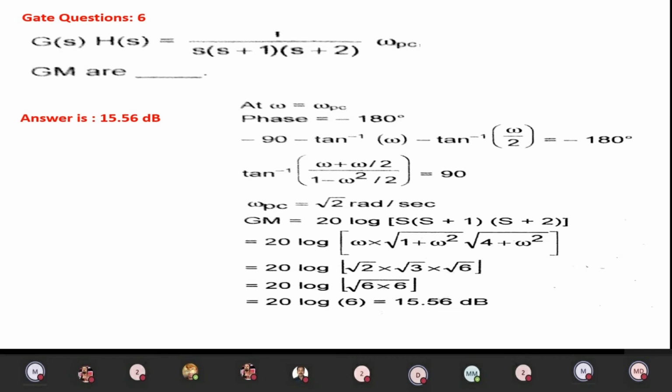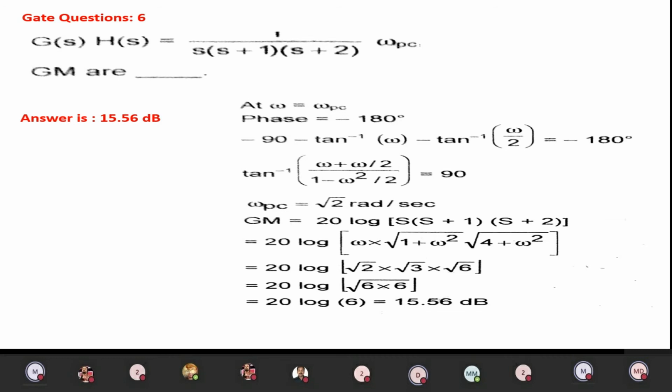Okay, sorry, 180 degrees. So now for this given transfer function, you can write the phi value, which is nothing but minus 90 minus tan inverse of omega, and then minus tan inverse of omega divided by 2. That will be equivalent to minus 180. So here the minus 90, if shifted to that side, becomes plus 90. Therefore you will get minus tan inverse of omega minus tan inverse of omega divided by 2 is equal to minus 180.